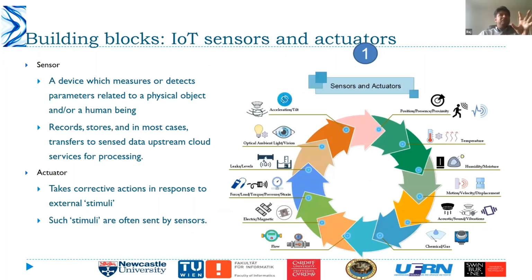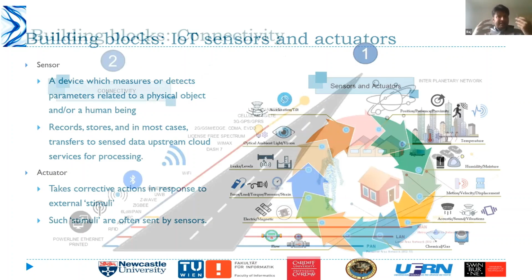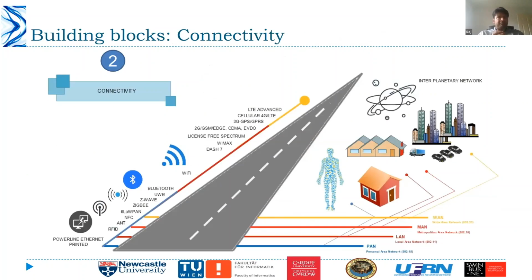Because everyone knows the background, I will not go too much into this. The first building block is obviously sensors. That is the IoT layer, where we sense data about our environment and collect this data. Then the second building block of IoT is connectivity. Why is connectivity important? Because we want to collect real-time data from IoT sensors.